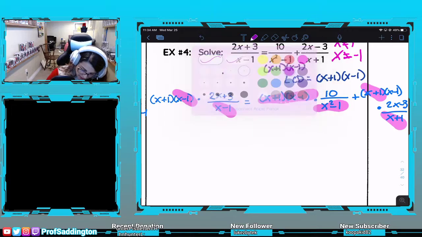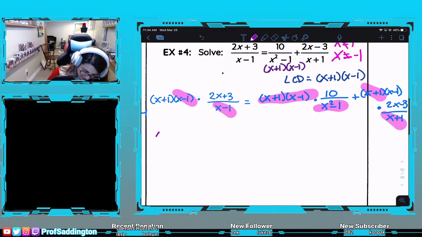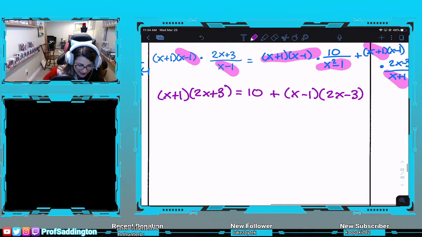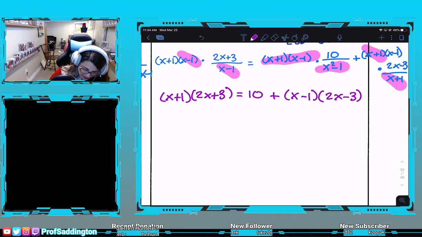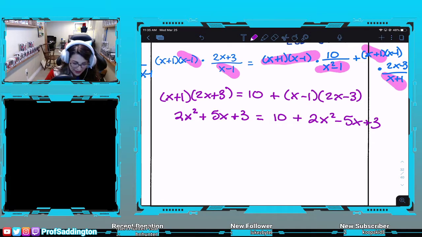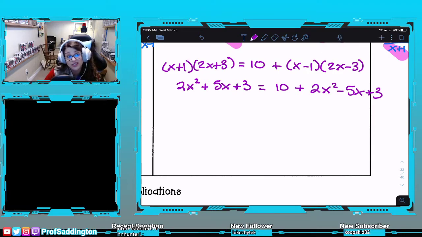I'm going to change colors. We have x plus 1 and 2x plus 3 equals 10. Plus, I have x minus 1 and that 2x minus 3 left. So hopefully your paper's neater than mine, but it's all good. Nobody's perfect. All right, let's simplify this out. We're going to get 2x squared plus 5x plus 3 when the dust settles over there. And then here we get 10 plus 2x squared minus 5x plus 3. So I'm just combining like terms in my head. You can show those steps if you want. I don't want to.